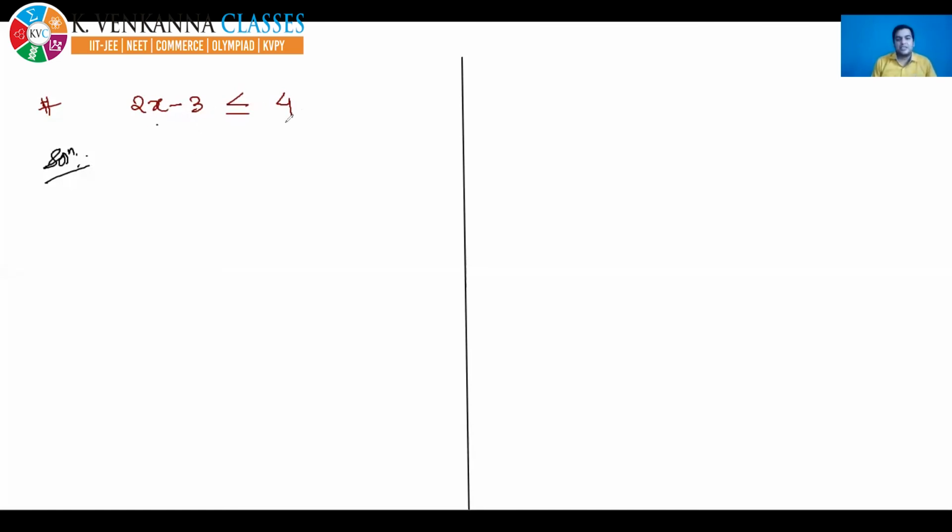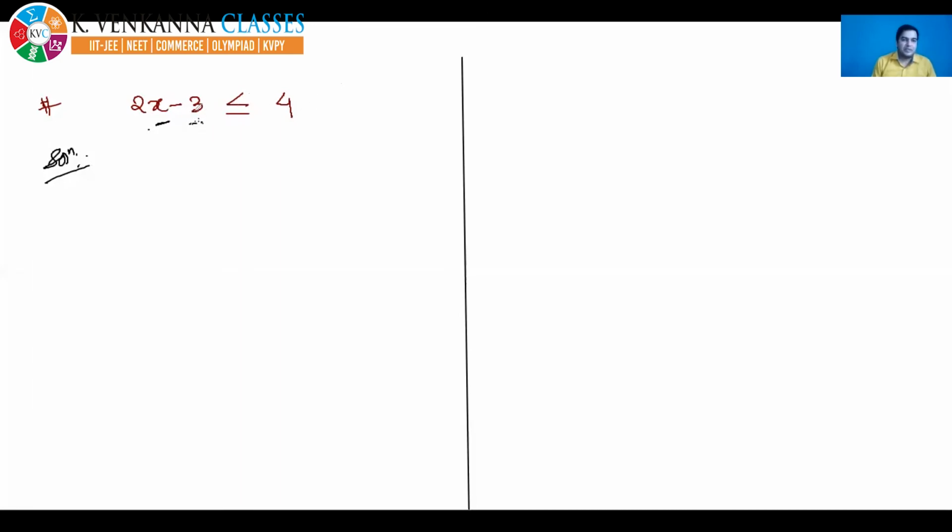See, 2x minus 3 less or equal to 4. I need to get the value of x. So except x, remove all other things. First of all, I have to remove this 3, so carry this 3 on other side. Open interval infinity to 7 by 2. You are very close to the correct answer, Kancha Chaitanya, but not totally correct. Very small mistake, but still good.